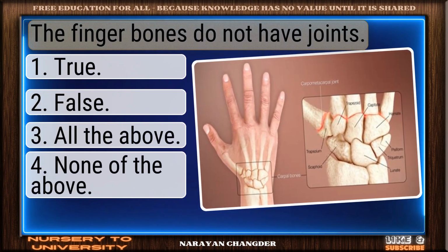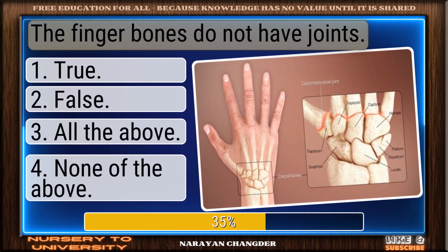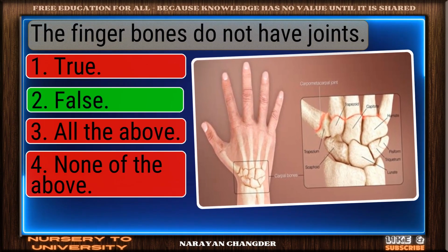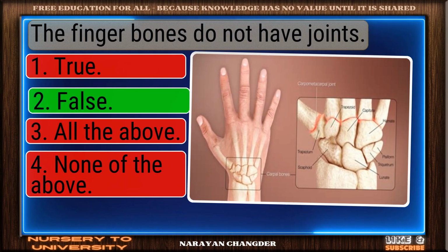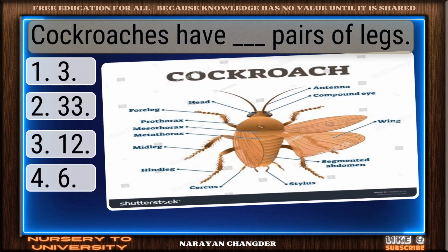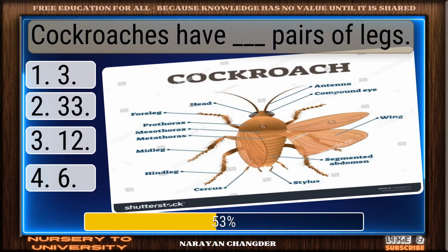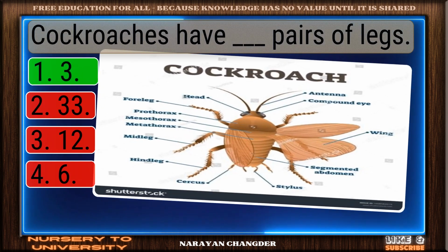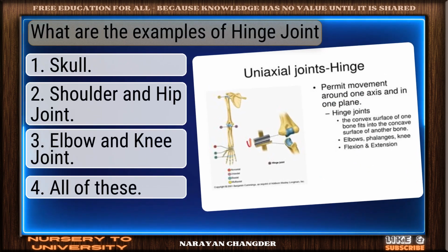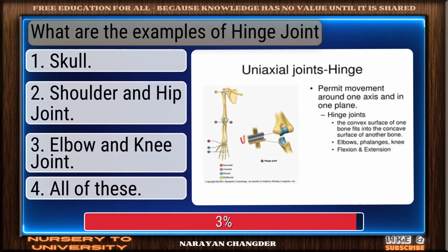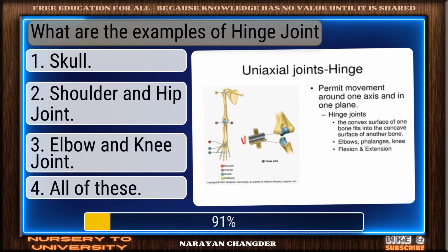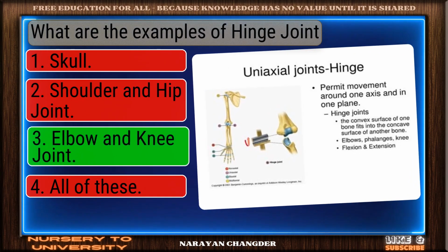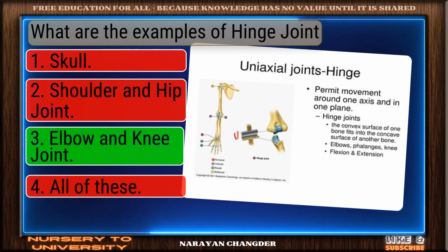The finger bones do not have joints. You chose false and it is correct. Cockroaches have dash pairs of legs. Well picked. 3 is the correct answer. What are the examples of hinge joint? Valid point. Elbow and knee joint is true.